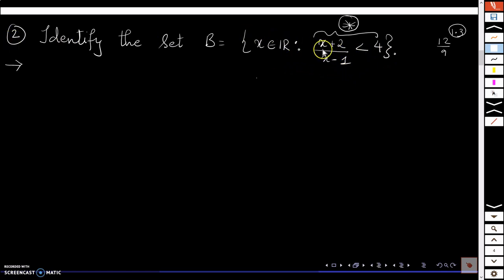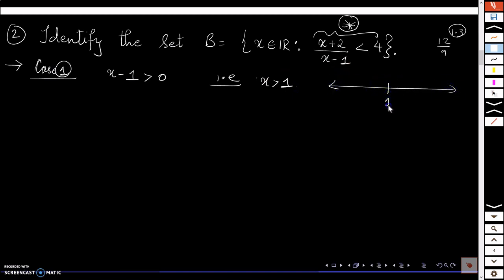So again, we will be looking at two cases: when x-1 is positive, so the denominator is positive, and when it is negative. Let's look at case 1, wherein x-1 is positive, that is, x is strictly greater than 1. So 1 is here and x is here somewhere. If the denominator x-1 is positive, then I can multiply both the sides by x-1. So what will I get?